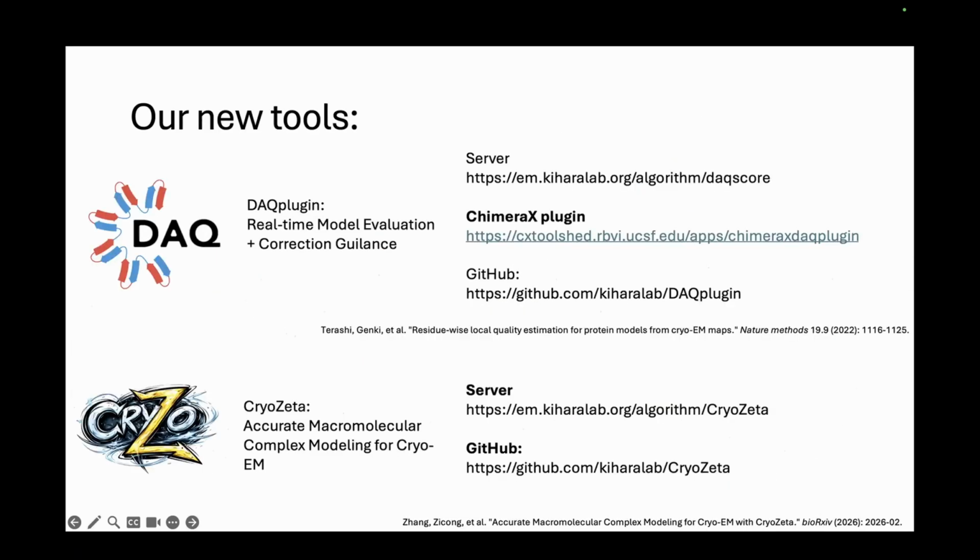Okay, so I briefly explained how to use the DAQ-Plugin and CryoZeta. DAQ-Plugin is a real-time model evaluation method, and it also provides correction guidance. DAQ-Score itself is available on our server, but we also newly released the ChimeraX plugin. We recommend using this plugin, so you can run DAQ-Score on your laptop. We also released the source code, so if you are interested, please visit this plugin.